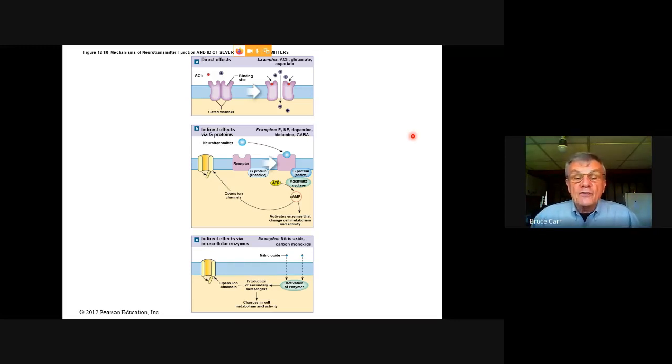In C, indirect effects via intracellular enzyme, it's known that a couple of very small but important molecules can have neurotransmitter effects. They diffuse directly through the membrane. Nitric oxide and carbon monoxide both have this effect once inside the cell. They activate secondary messengers that open ion channels and also change the cell metabolism and activity in important ways. So neurotransmitters are important, and understanding neurotransmitters is important to our medicine and our chemical drug problems.